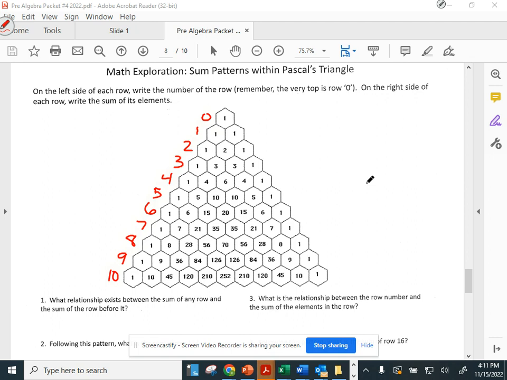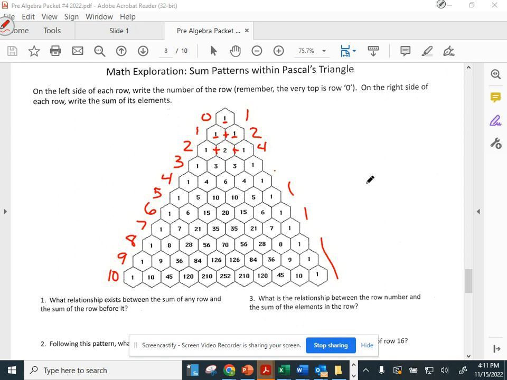On the right side, you're going to write the sum of its elements. So in our row 0, there's just one number, 1. In row 1, we have 1 plus 1, which gives me 2. So in our row 2, we want to add each of those numbers, 1 plus 2 plus 1, to get 4. You are going to fill that in going down the triangle. So that's your first step.